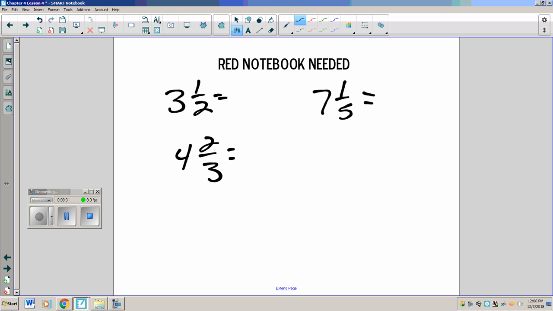Need to change those to improper fractions. Whenever we multiply fractions, you can't do the parts. Make them improper. 2 times 3 is 6, plus the 1 equals 7/2. 4 2/3 will turn into 3 times 4, add the 2, get 14/3, and 7 1/5. 5 times 7 is 35, add the 1, you get 36/5.